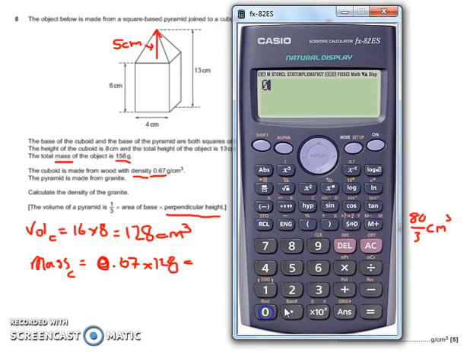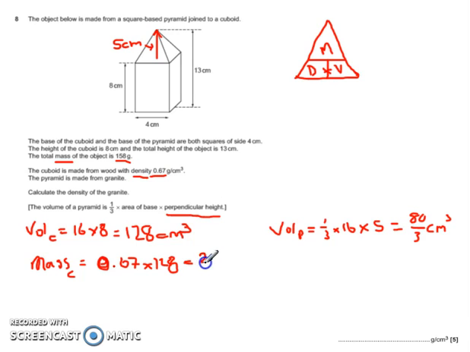So 0.67 multiplied by 128 will give us the mass, because we've done the density multiplied by the volume, and we've got 2144 over 25. Now we're thinking about the units of this. That's going to be in grams, because mass is measured in grams. That's because the density is grams per centimeter cubed and the volume is in centimeters cubed. So it must be grams for the mass.